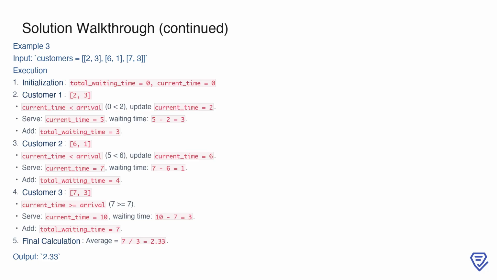For the third customer, arrival equals 7, processing equals 3, the current time is already equal to their arrival time, so the chef begins immediately. The current time becomes 10, and their waiting time is 10 - 7 equals 3. Adding this gives total_waiting_time equals 7. Finally, dividing the total by the number of customers gives an average of 7/3 equals 2.33, which is the output.